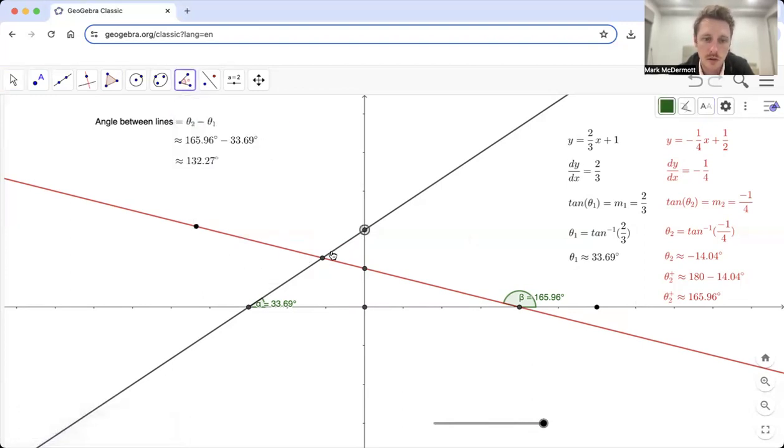And then lo and behold, if I go here, here, and here to find that angle, 132.27. So this is not difficult to prove. We haven't proved it in this case, but that is how you find the angle between two lines. You take the second angle with the positive direction of the x-axis minus the other angle with the positive direction of the x-axis, and you'll get that as your answer. So hopefully that clarifies things a little bit. So a bit of calculus, a bit of coordinate geometry going on there, but hopefully that makes a bit of sense.